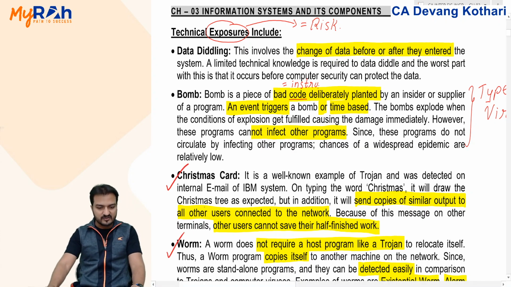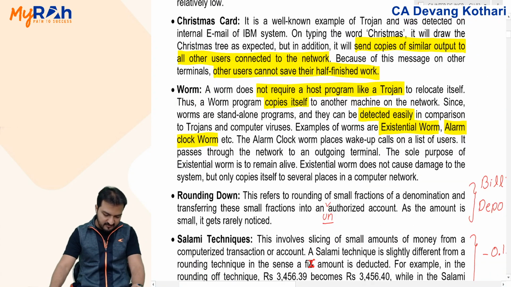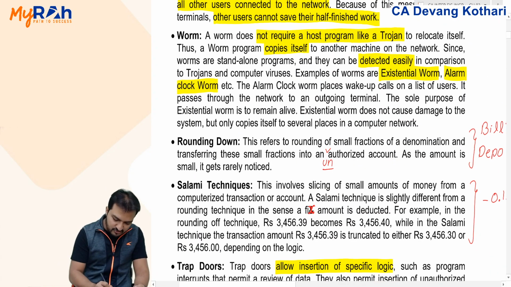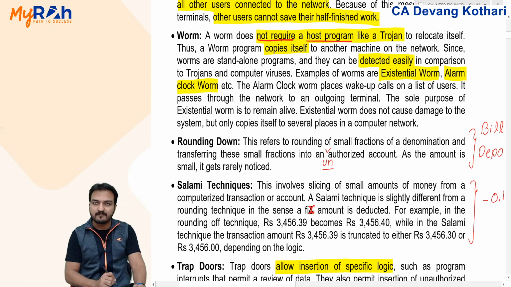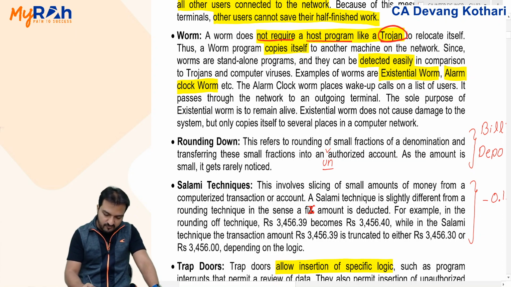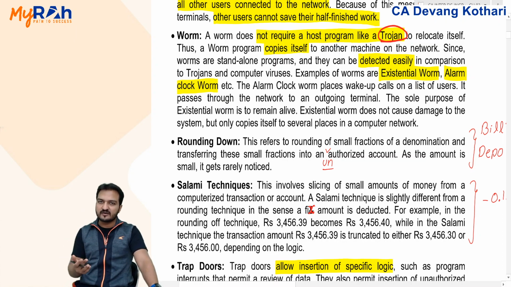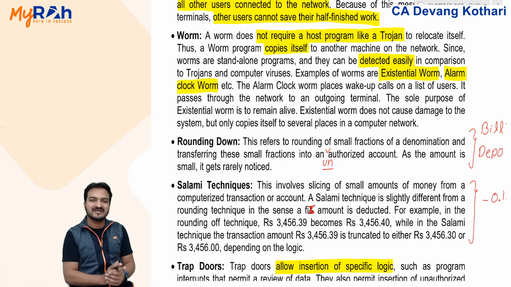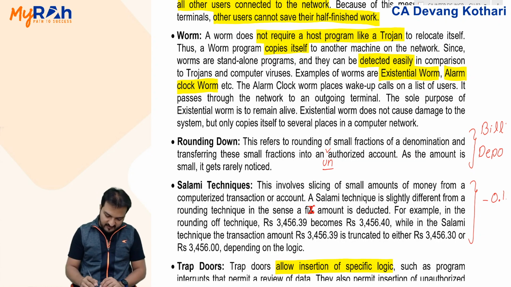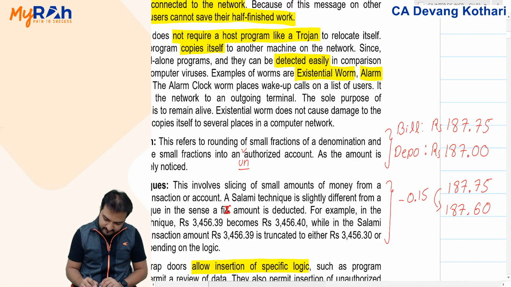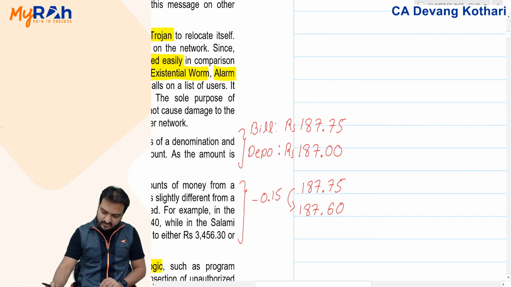Worm, we already learned what a worm is. You see here that the worm does not require a host program like a Trojan. You remember what a Trojan was? Trojan was a type of virus. Trojan is one of the very famous examples of a virus, and in fact, maybe if you remember, I had done one story regarding the Trojan.